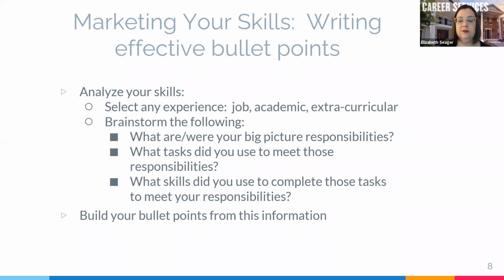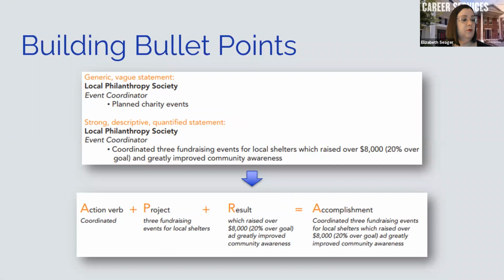So you've gone through the exercise. Now you've got to write your bullet points. And we use this a lot in career services, so some of you may have seen this a lot. You can look at the first example. It's pretty generic, and it's a vague statement for the local philanthropy society. As an event coordinator, this person planned charity events. Well, that's great, but it doesn't really tell us much.